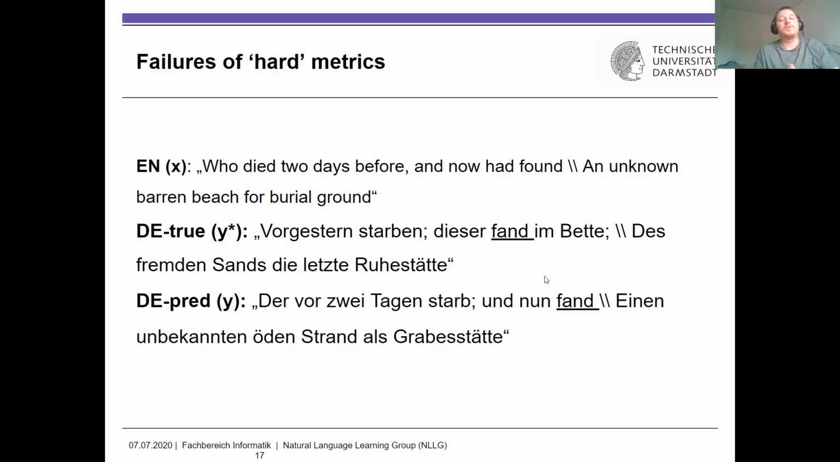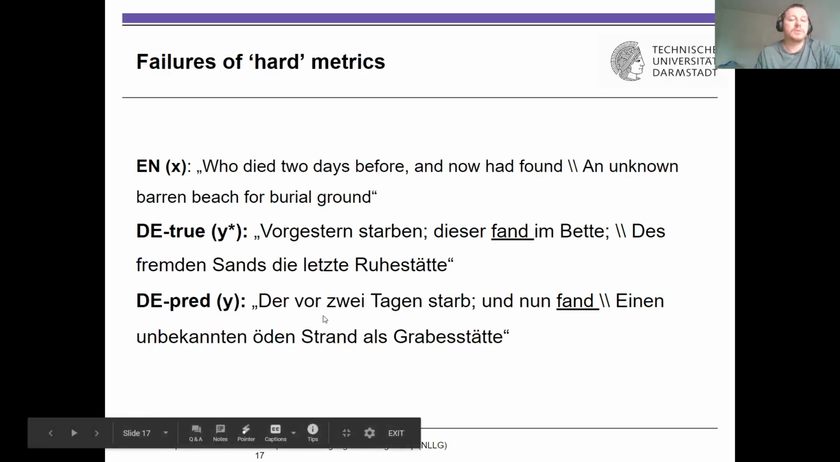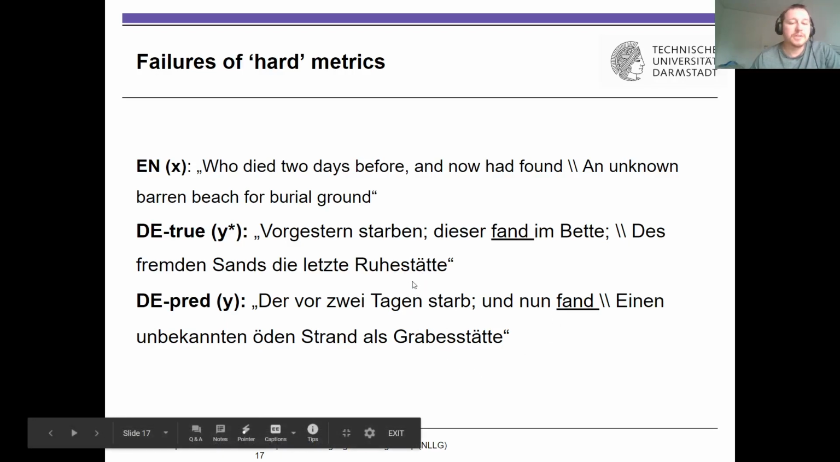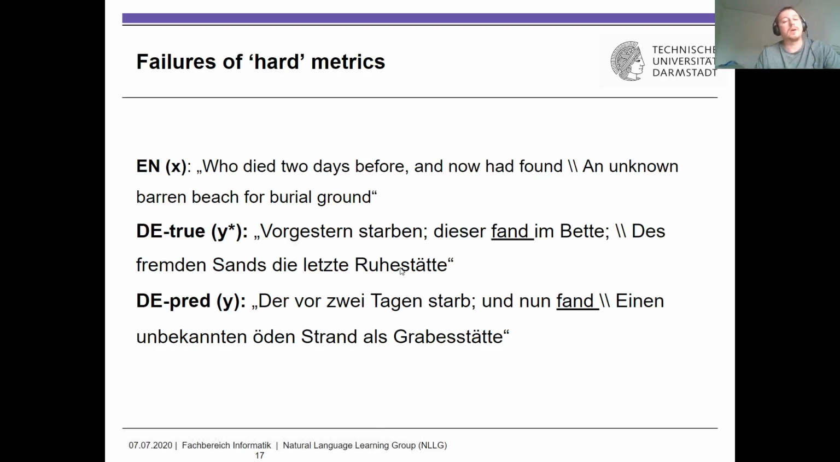But we as humans would probably say this is not such a bad translation. If we compare X to Y and we are bilingually fluent, we would say Y is probably not such a bad translation. You can also see that it's paraphrasing, or it uses equivalent words in many cases of the human reference. For example, vorgestern is vor zwei Tagen. Then starb and starben is just morphological variation. Grabesstätte and Ruhestätte are also synonyms, right? So this prediction here is really not so bad.